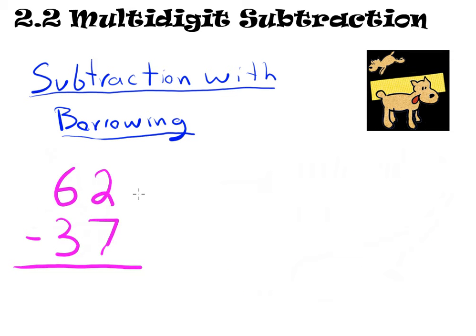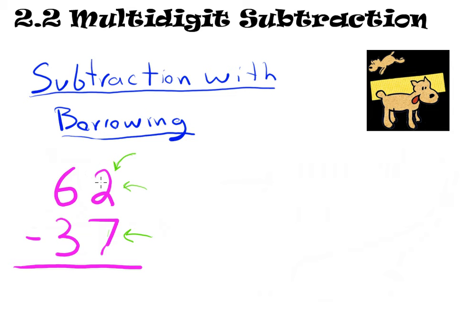Okay, so let's look at the problem 62 minus 37. I set this one up pretty similar to the last problem, but let's look at how we would solve this. Just like the last problem, when I go to my ones column and try to subtract, I have a number on the bottom, 7, that is bigger than my number on the top, 2. I can't take 7 away from 2. It's too much. So what I do is the same thing I did last time.